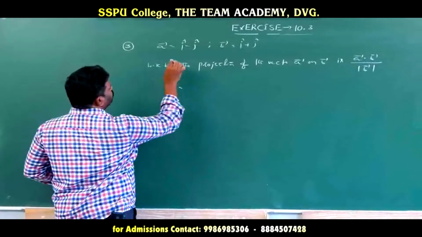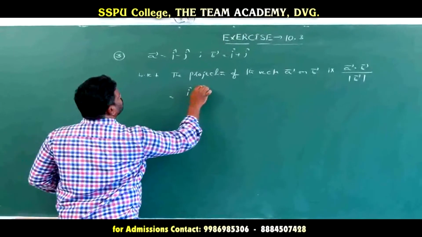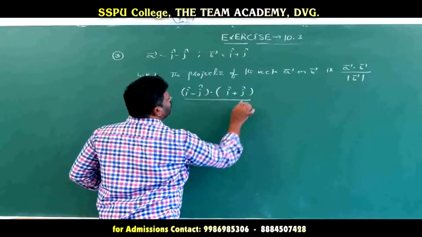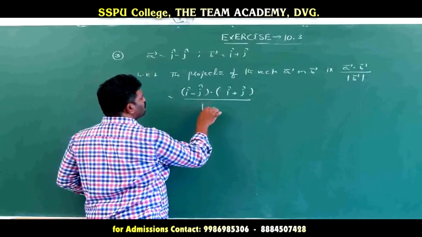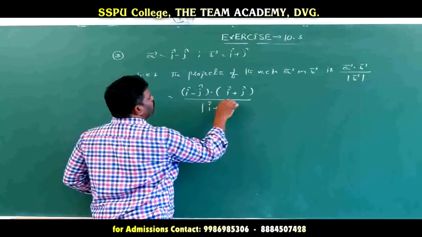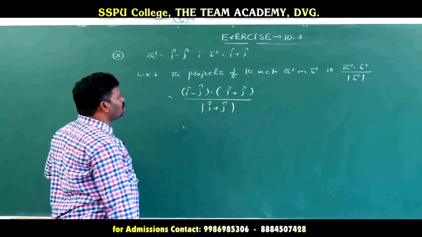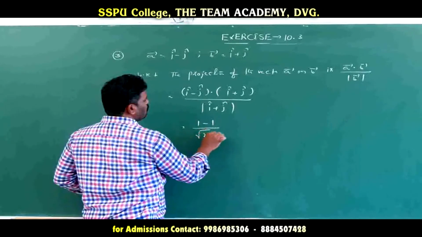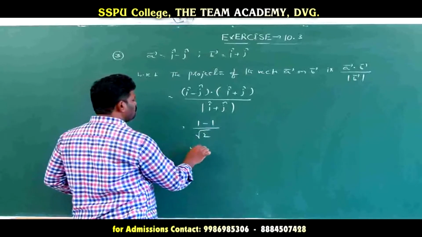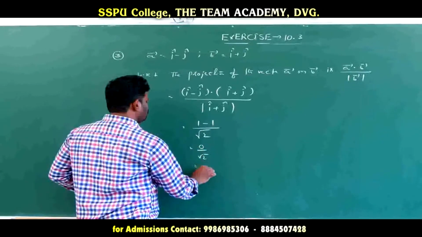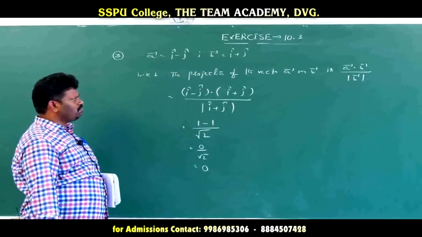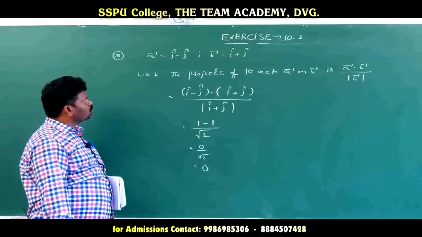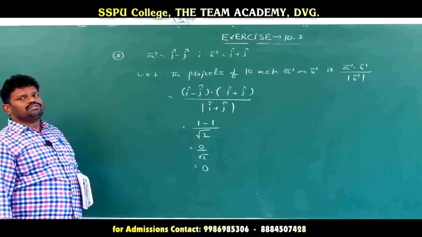So that is equal to, first we do the dot product: i cap minus j cap dot i cap plus j cap, divided by the magnitude of b bar, the magnitude of i cap plus j cap. Now see here, the dot product i dot i is 1, minus j dot j is 1, so 1 minus 1, divided by root 2. So 0 by root 2 is 0. So the projection between the two vectors is 0.